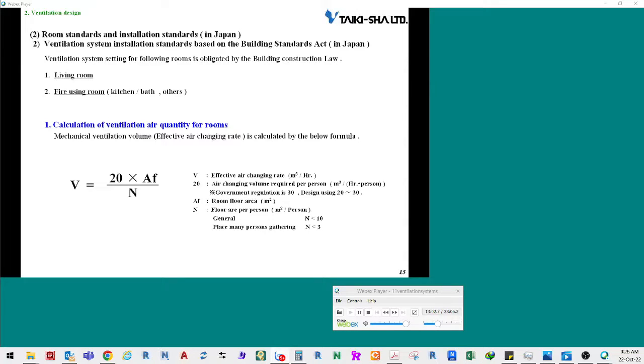1. Calculation of ventilation air quantity for rooms. The ventilation air quantity for rooms is calculated by an equation as shown on this slide. The Building Standards Act requires the quantity of ventilation to be 20 cubic meters per person. The standard for building facility design established by the Ministry of Land, Infrastructure, Transport and Tourism is 30 cubic meters per person.